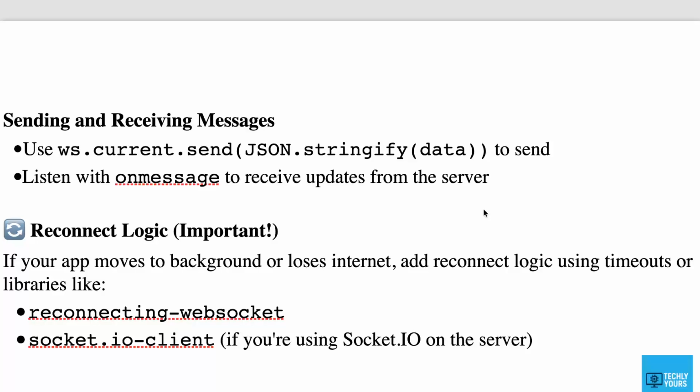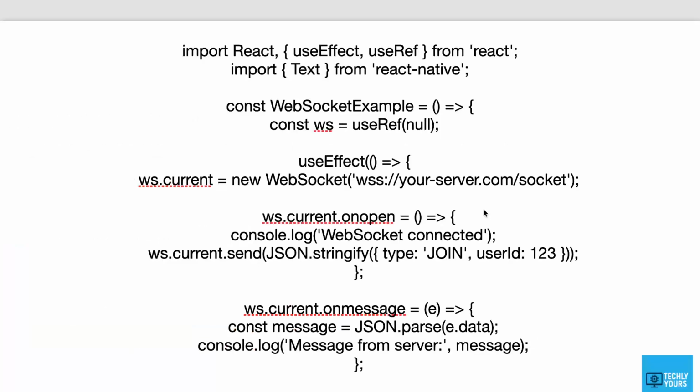It is very important that reconnect logic is there. Whenever our app moves to the background, or even if we lose the internet connection, we can add timeouts and reconnection logic as well. Also, for the implementation, as we can see, we simply have ws useRef. We are using a reference which is initially null when you are just creating the connection.